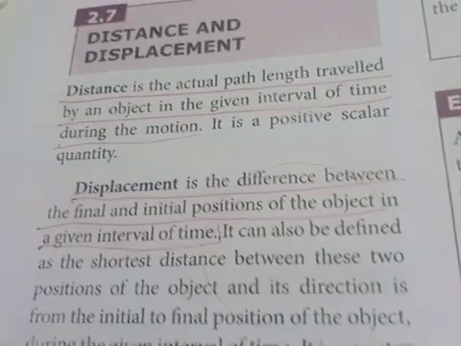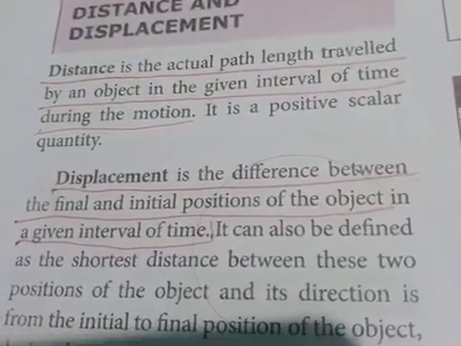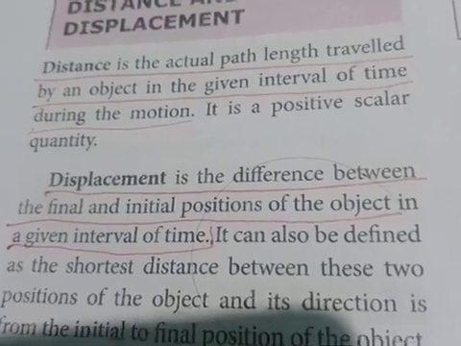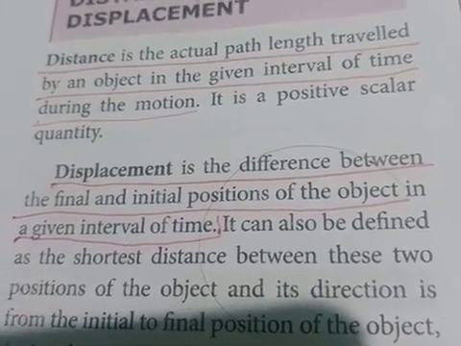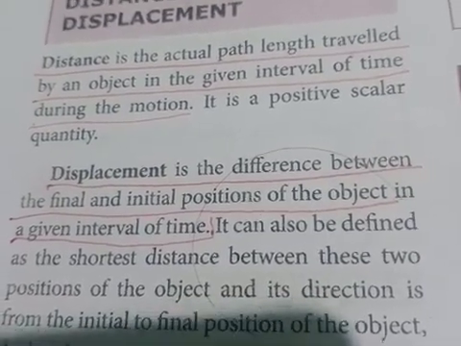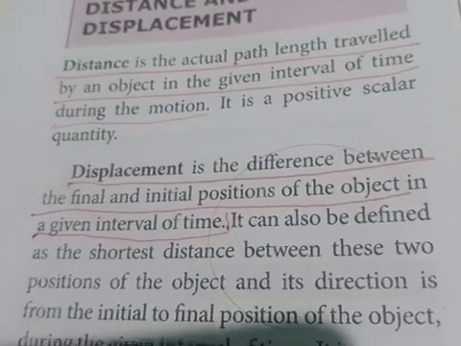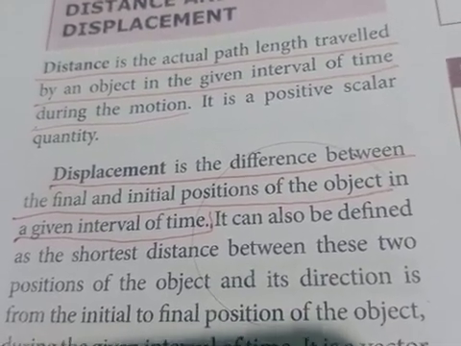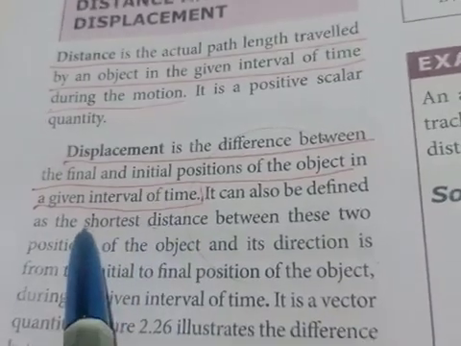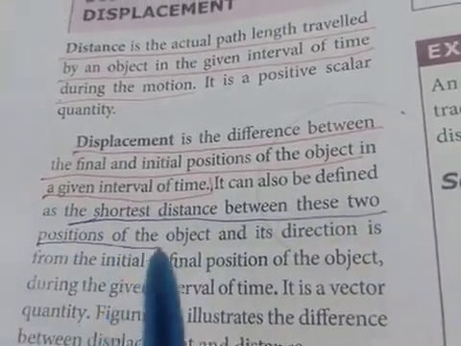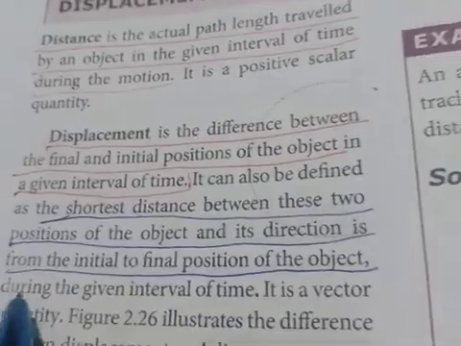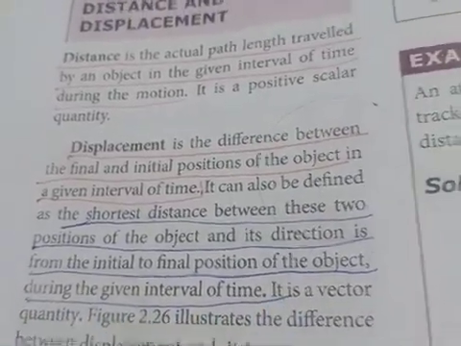So let us see the definition. What is meant by distance and displacement? You can take a screenshot of this and study. Distance is the actual path length traveled by an object in the given interval of time during the motion. It is a positive scalar quantity. Always we will get a positive value. And displacement is the difference between the final and initial position of the object in a given interval of time. Also, you can define it as the shortest distance between these two positions of the object and its direction from the initial position to the final position of the object during the given interval of time.